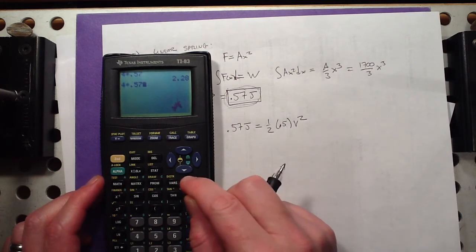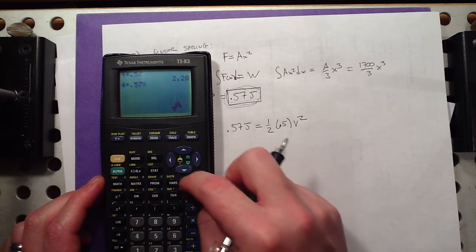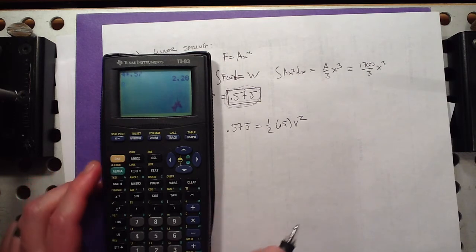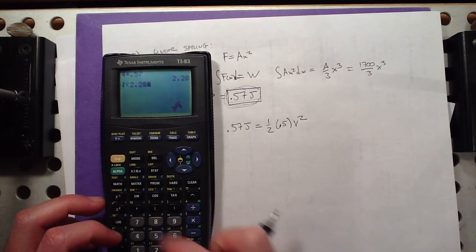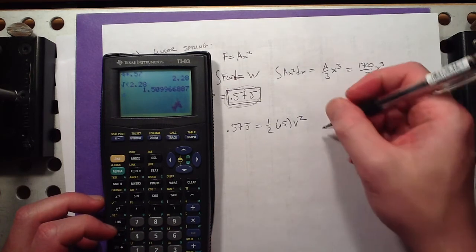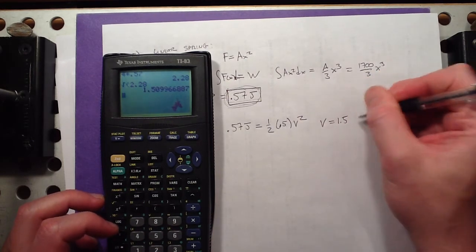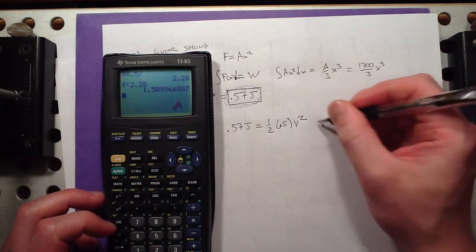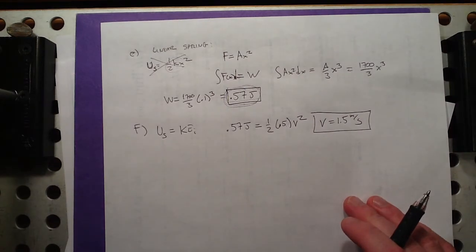And then we want to take the square root of 2.28, which is about 1.5 meters per second. Not too bad.